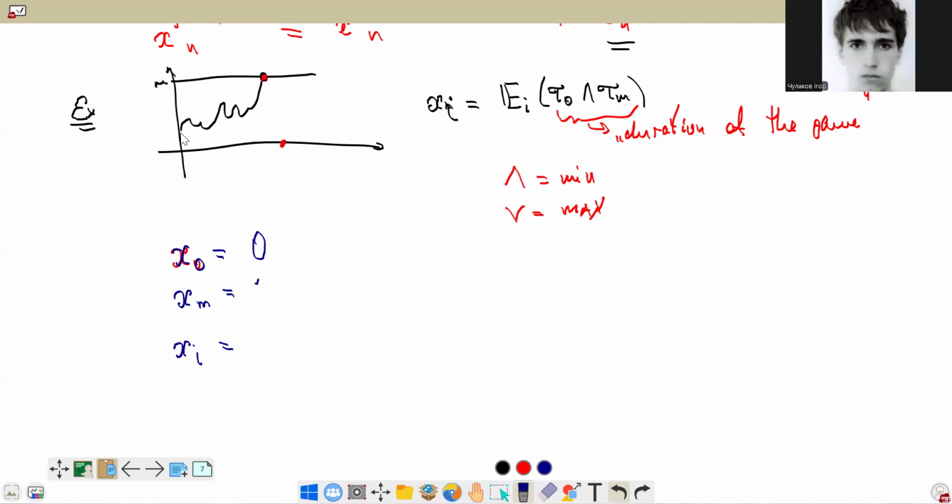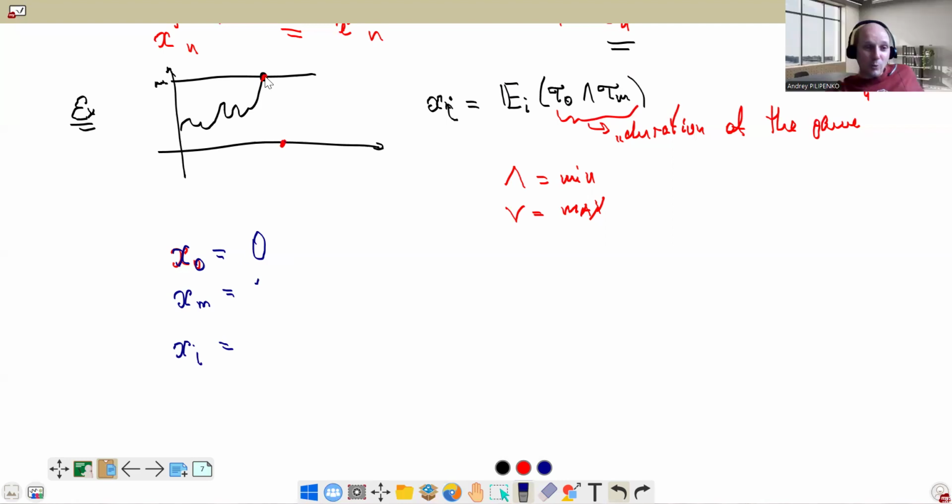Also 0, yes. You start from m. You're already here. So tau m is 0. And for all other i's, the number of steps before hitting m or 0 is greater than or equal to 1. So you will make at least one step.